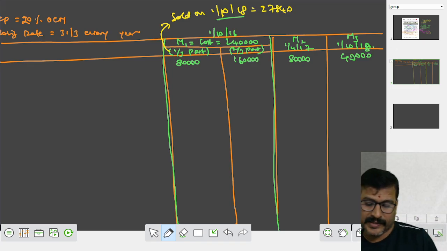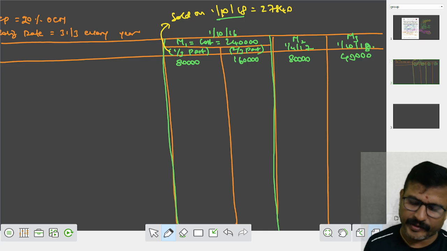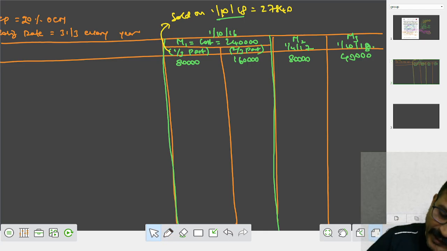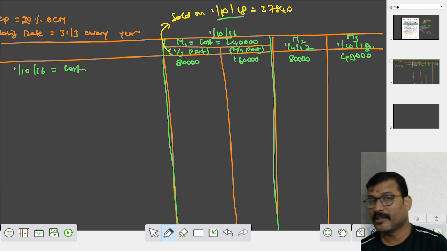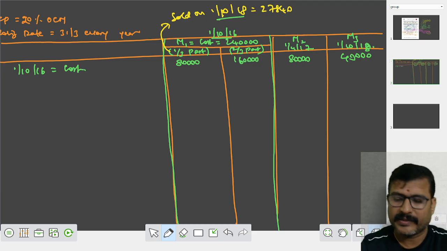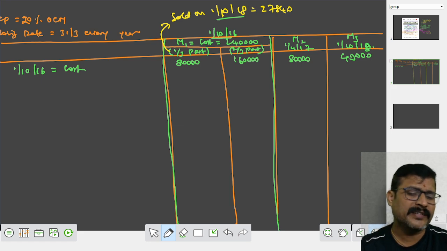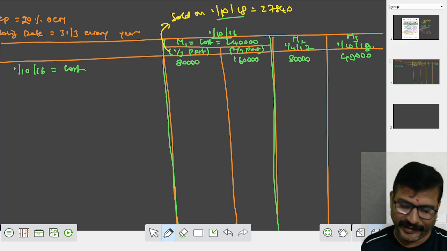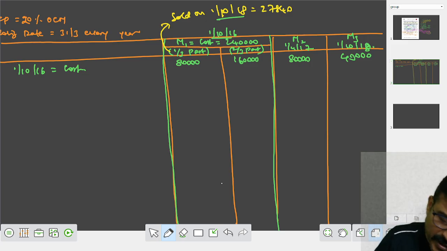My dear students, this is all about the given information. Now I have to write one date, right? The date should be 1st October 16. I have to write the cost. Shall we continue, my dear students? We have to prepare for how many years? We have to prepare it for 3 years. Now, 1st October 16, accounts are closed on 31st March 17.